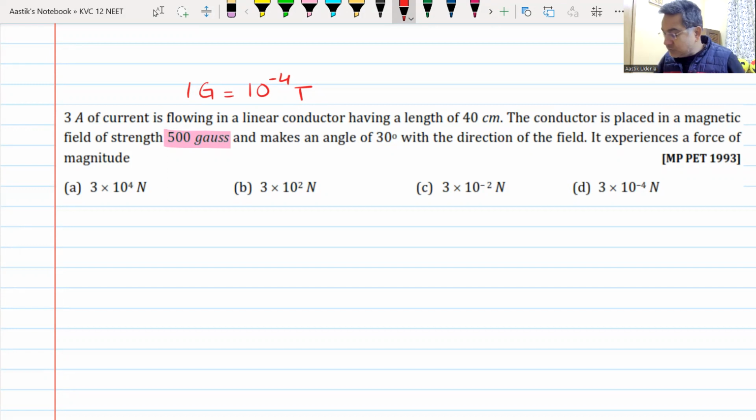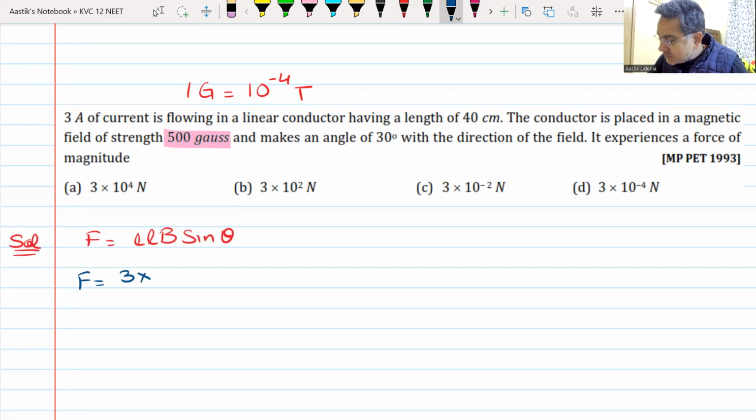How are we supposed to solve this? It is pretty straightforward. Force is ILB sine theta. If I talk about the magnitude, I just need to put the values, get the answer, and stay happy. Current is 3 amperes. Length is 40 centimeters, so 40 into 10 raised to the power of minus 2. Magnetic field is 500 Gauss, so 500 into 10 raised to the power of minus 4. Sine theta, sine 30 is half.